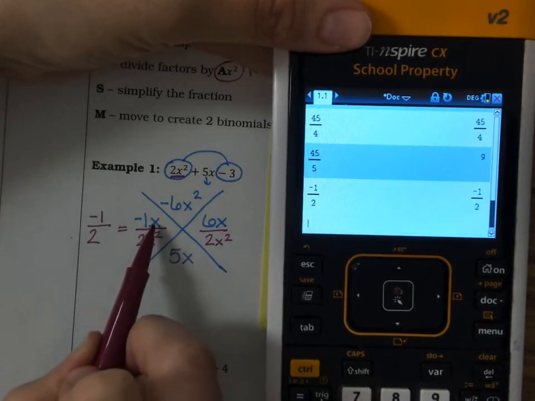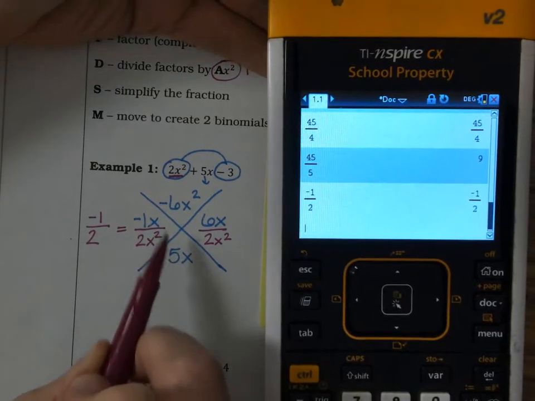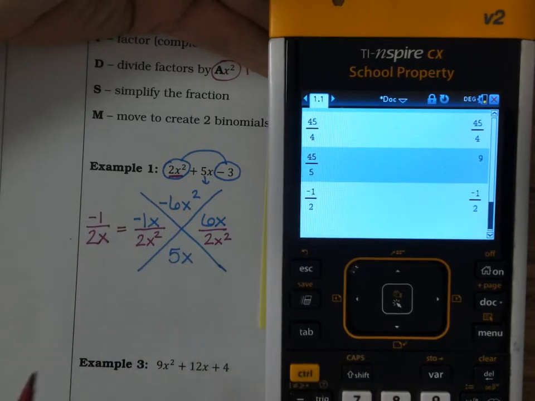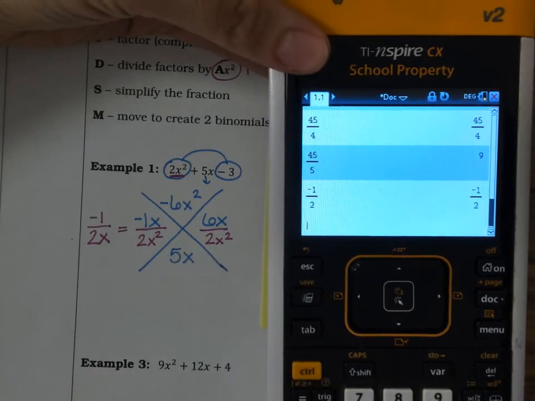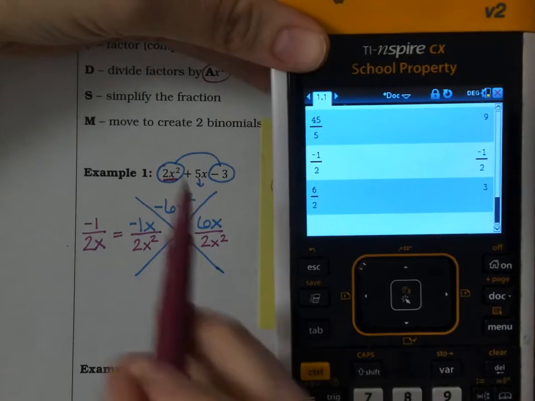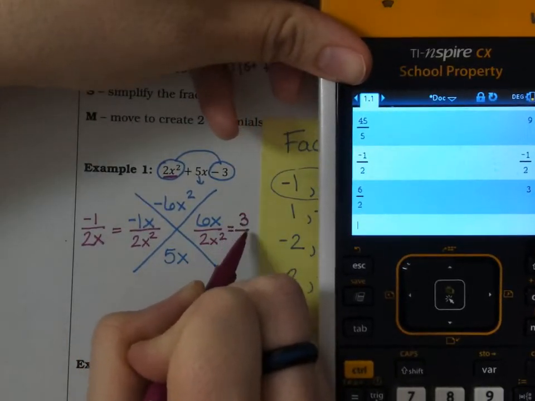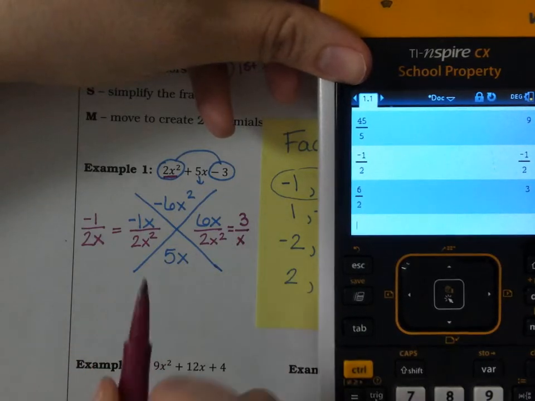But I'm going to tell you that there's one x on top and 2 on the bottom, and so they divide, and the 1 on top goes away, and I'm left with 1 on the bottom. Every time you'll be left with 1 on the bottom. Then we divide this. 6 divided by 2 is 3, and that 3 is going to go on top. So this equals 3 over x. There's always going to be an x on the bottom.